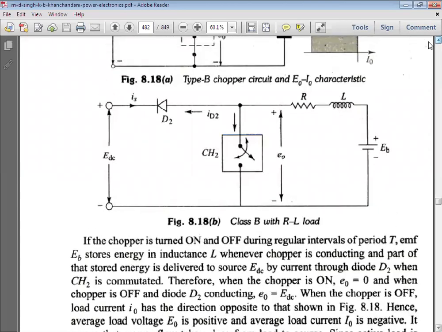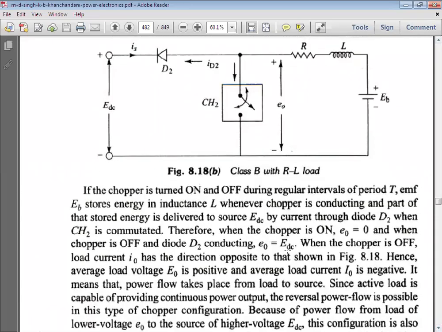So friends, this is the quadrant 2 chopper. In this case, when the chopper is on and off, if they are turning on and off on a regular basis, then the energy will get stored in the inductor whenever the chopper is on, and part of the stored energy is delivered to the source EDC by current through the diode D2. What I'm saying is, when the chopper is on or conducting, a part of that stored energy is delivered back to the source EDC through the diode D2.